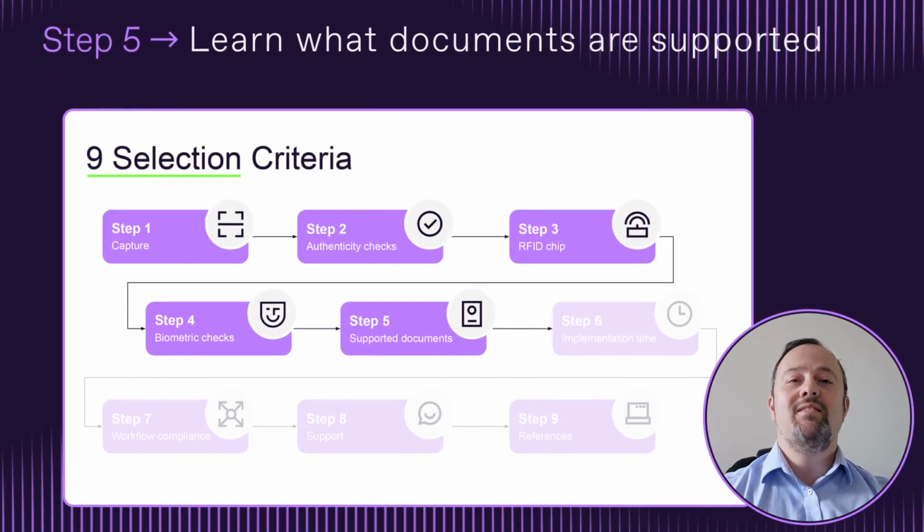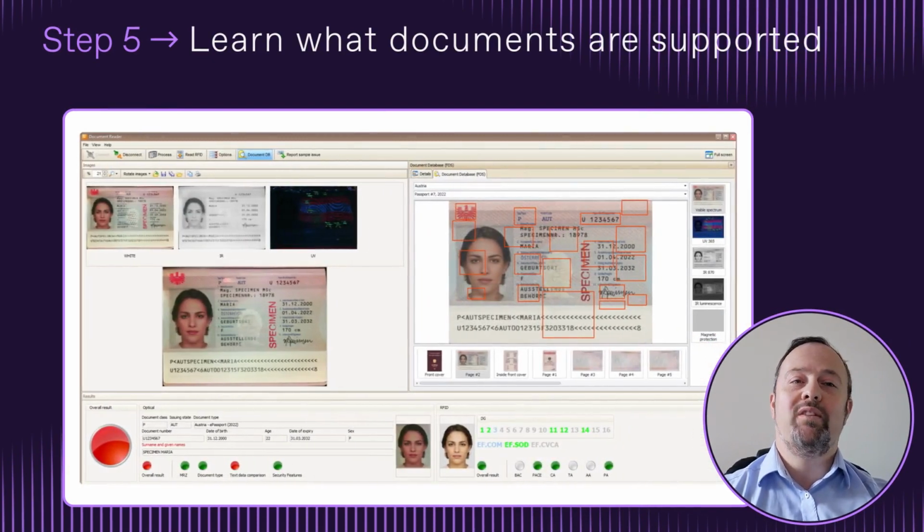Step 5. Dive into the supported documents list. The database should be packed with details about every document out there. Layout, fields, how they record data, security features, you name it. Building a database like this takes a ton of resources and a solid background in document forensics. The database should be really extensive.